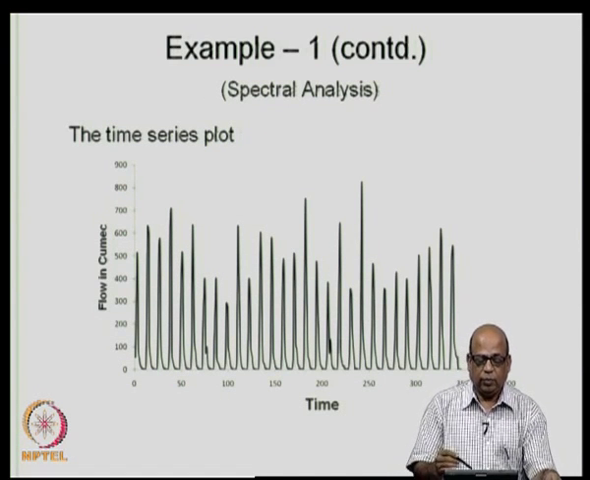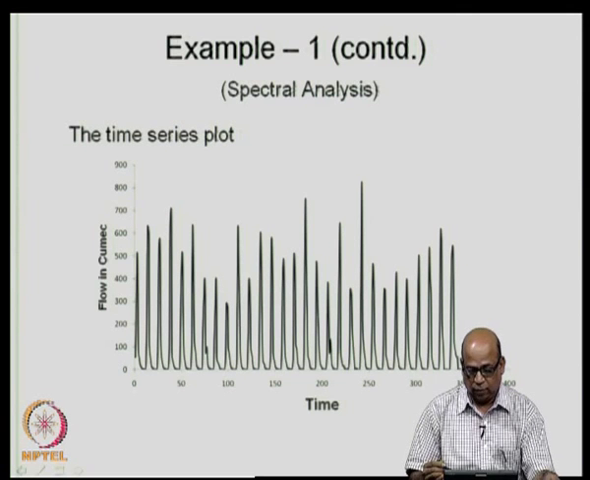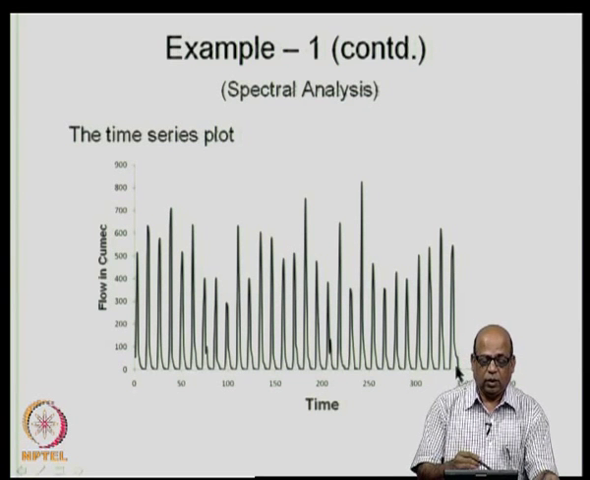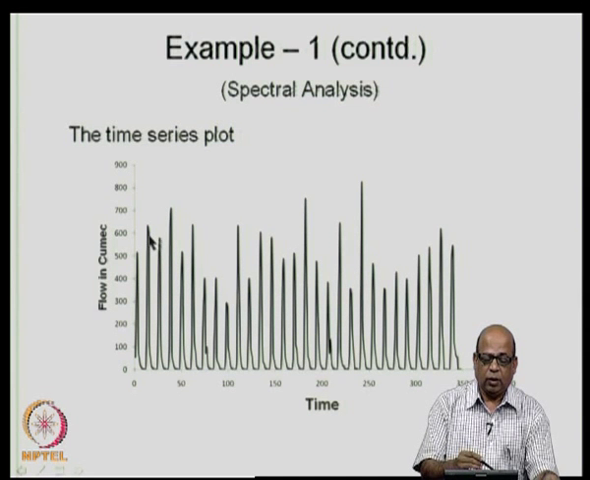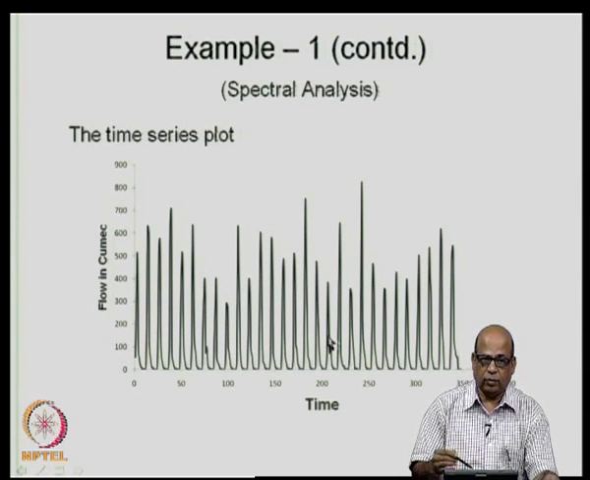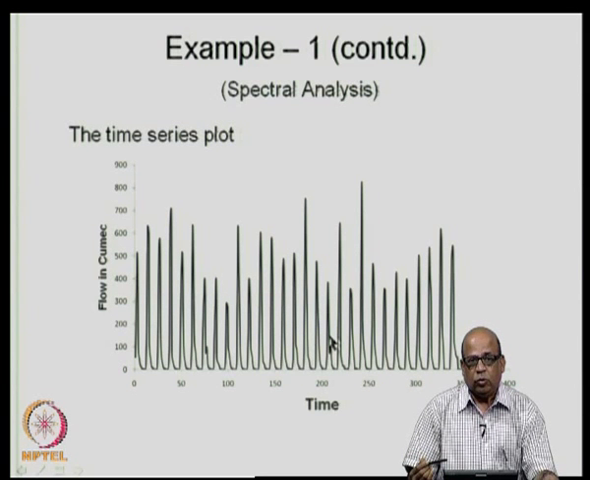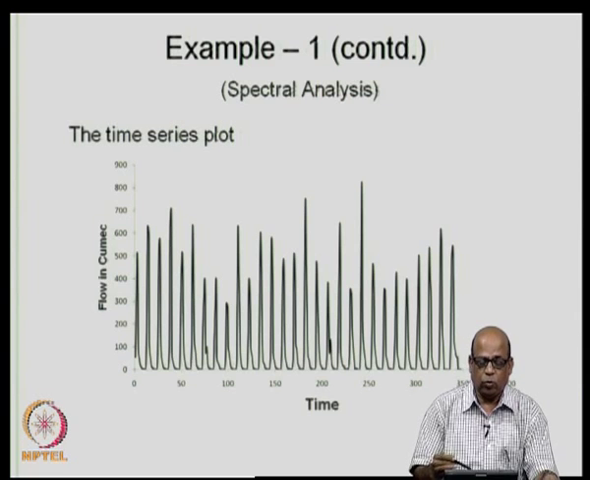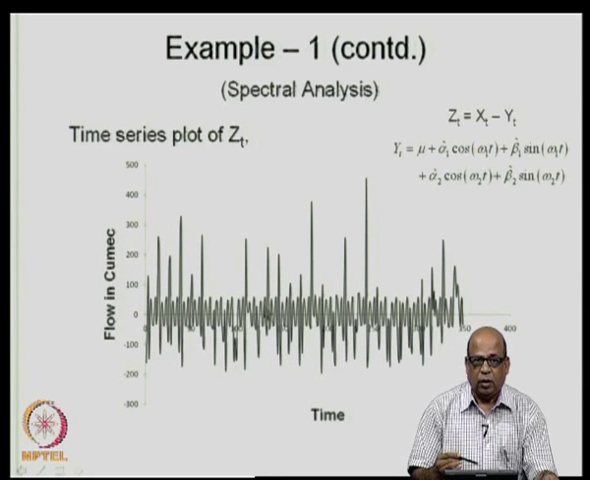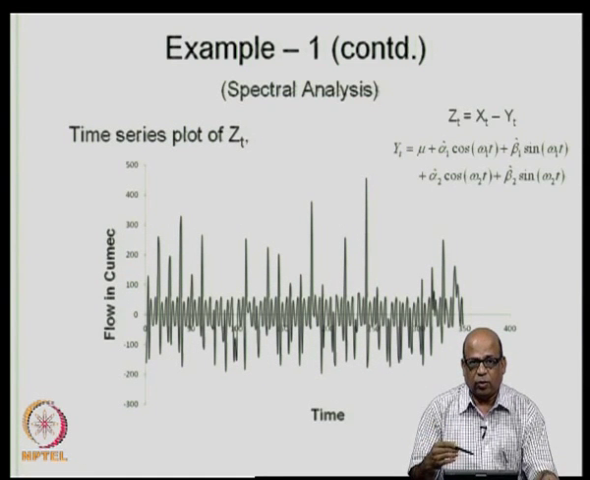So, we had a time series plot. You have 348 values for the time series. The moment you plot it, you will realize that there must be a periodicity, because you are seeing significant peaks in the time series itself at regular intervals. This information we look at more closely through the correlogram, and the correlogram and spectral analysis I have shown in the last class.